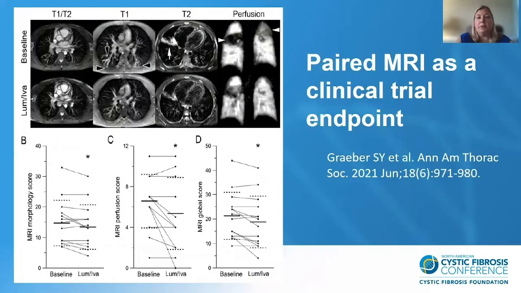And so some have even gone to the point where they've actually used paired MRI as a clinical trial endpoint. Another publication just this year looked at adolescents who were treated for anywhere from 2 to 4 months with lumacaftor or ivacaftor. And they did baseline MRI scans on them and then compared them after treatment. And so what we can see in some of the imaging here is improvement in the bronchiectasis and the mucus plugging, as well as consolidations that we had seen on the baseline imaging. As well as there's improvement in perfusion defects, suggesting that there's better ventilation to those areas as well.